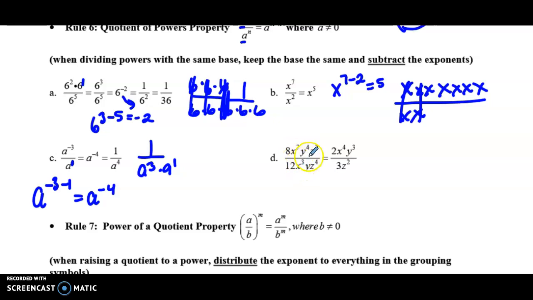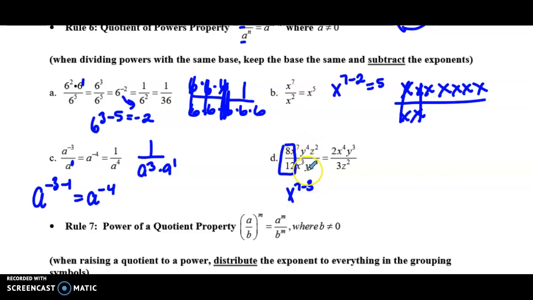Okay, now this one looks confusing, but let's just do it piece by piece. First, let's simplify this 8 over 12. Well, I can divide both of those by 4, so 8 divided by 4 is 2, 12 divided by 4 is 3. Now, we have x to the 7th over x to the 3rd, so I can take 7 minus 3.